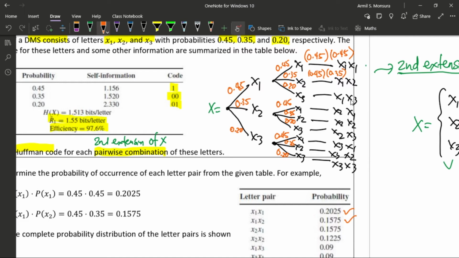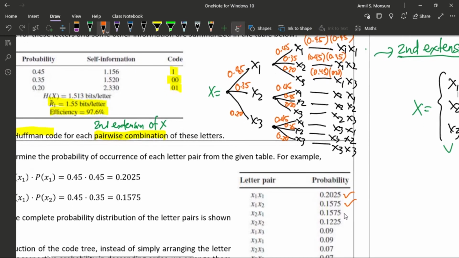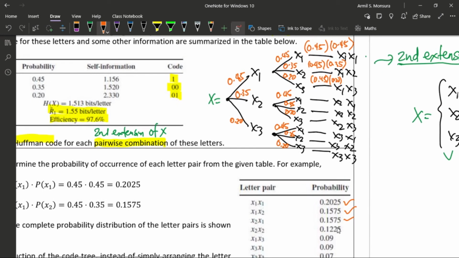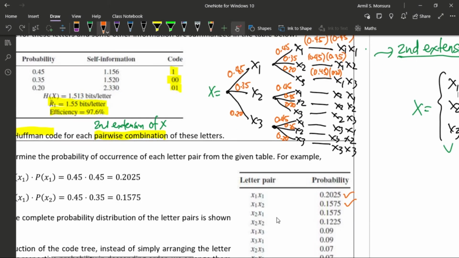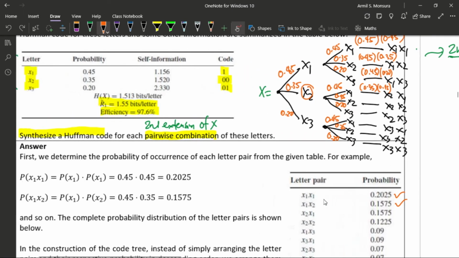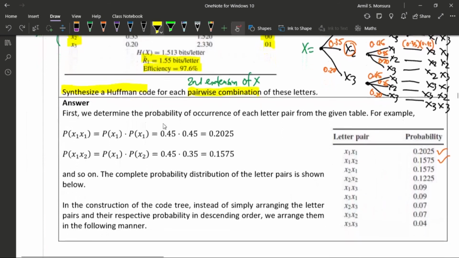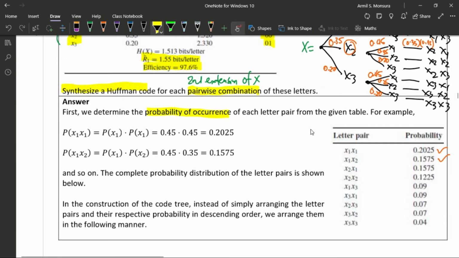To get all of these probabilities, you simply need to multiply the probabilities on each branch of this tree. So this is 0.45 times 0.20, which should give you this one. This is x2, x1. So this is 0.35 multiplied by 0.45. So that is x2, x1. That's how we determine the probability of occurrence for each letter pair.